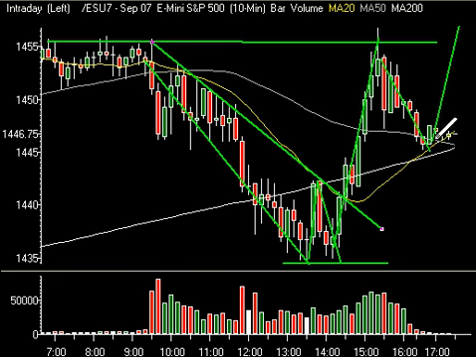And then look where the pullback basically ended, right on the 20 moving average above the 50. And it's right on the 200 and the 50 right here. And look for that continued, maybe a small pullback tomorrow, and then a catapult upwards in the market.